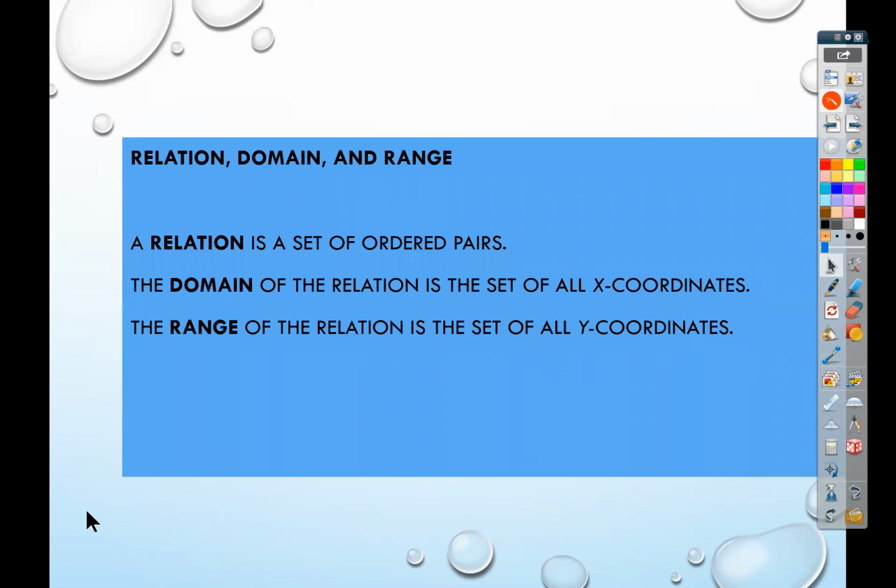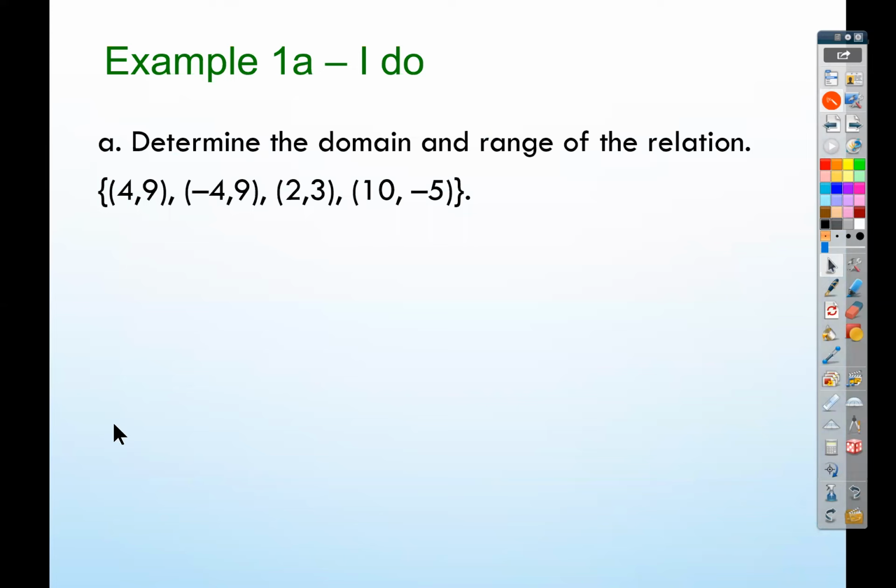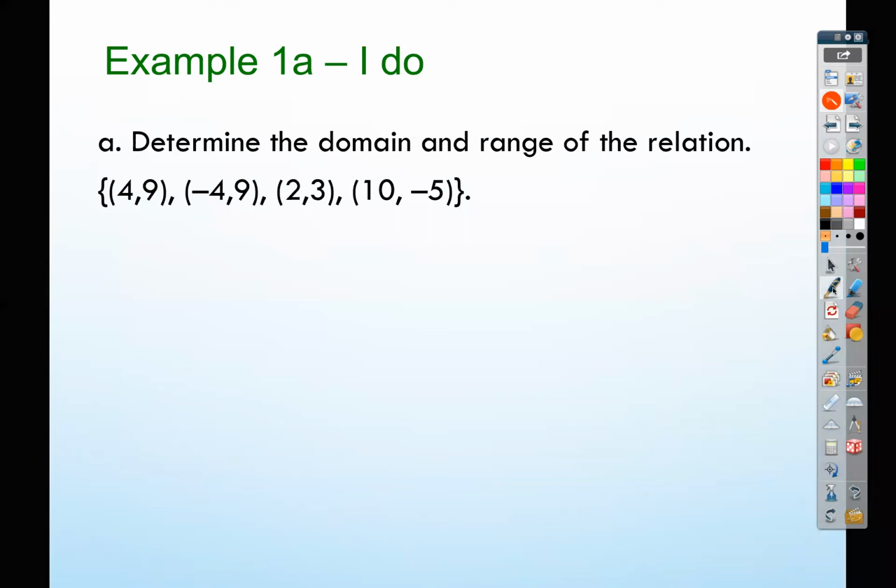So a relation is just a set of ordered pairs. The domain are all the x coordinates of the set, and the range is all the y coordinates. So identify the domain and range of the relation. Okay, so all you have to do is find the domain. So the domain are all the x coordinates, and the range are all the y coordinates.